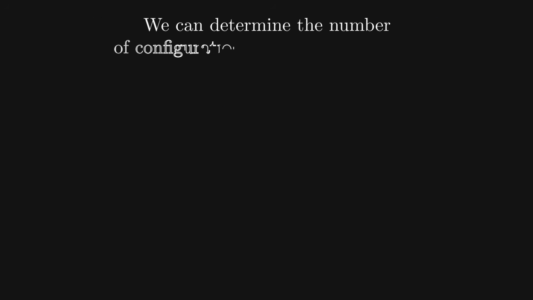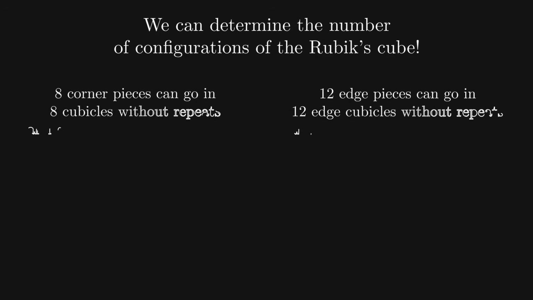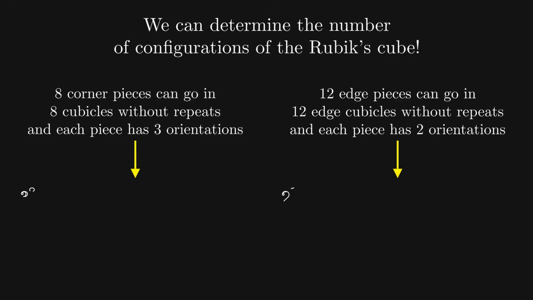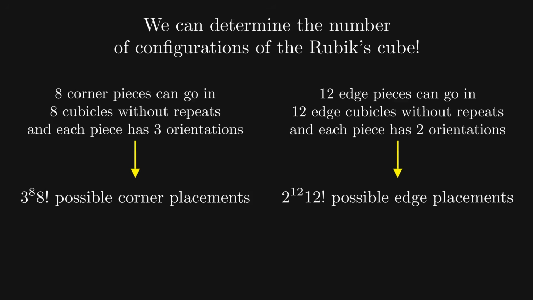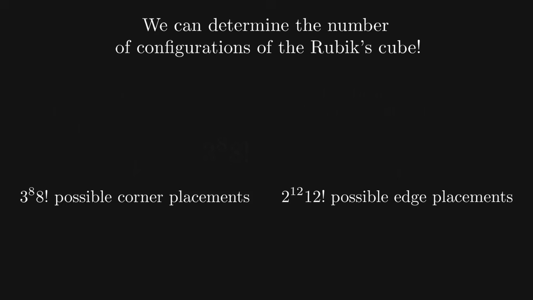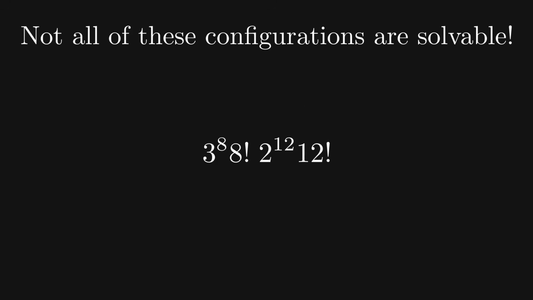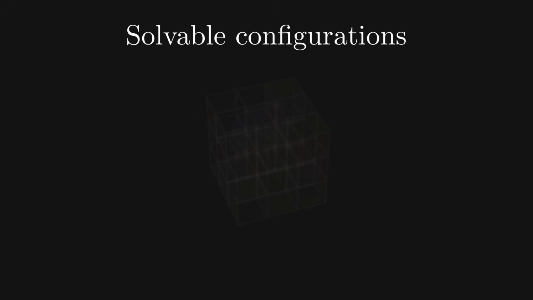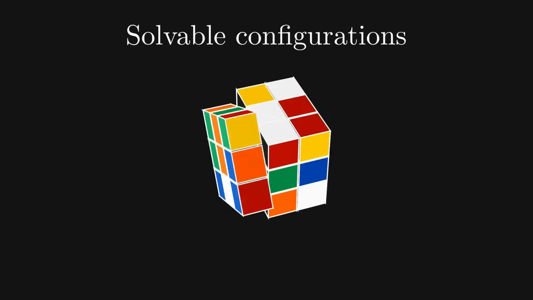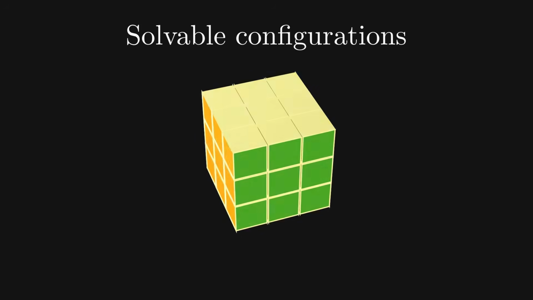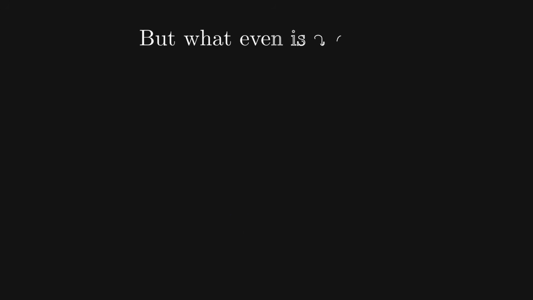We can determine the total number of configurations of the Rubik's Cube via a simple combinatorial argument. But not all of these configurations are solvable. We will reduce this number to represent only the solvable configurations at the end of the video. A configuration is said to be solvable if there exists a sequence of moves that, if applied to it, results in the solved state. But what do we exactly mean by a move?